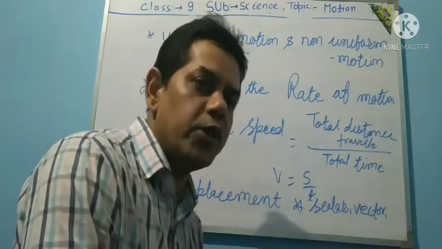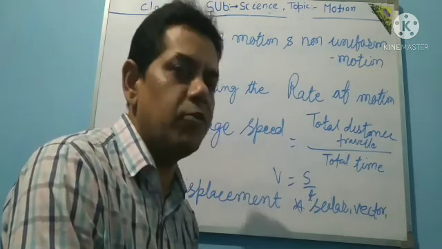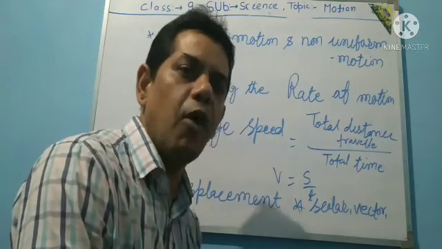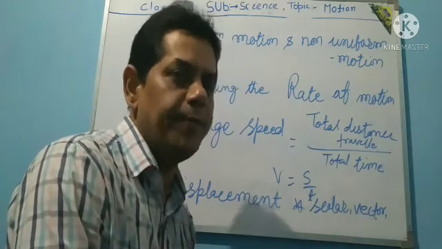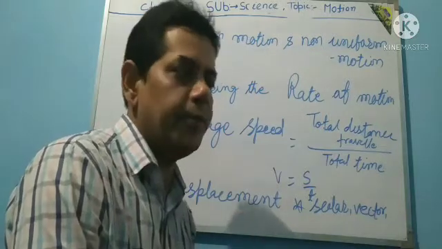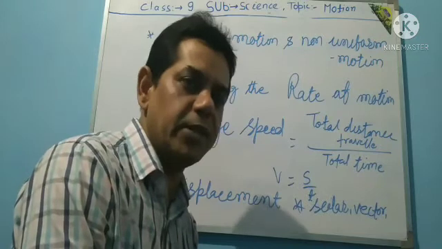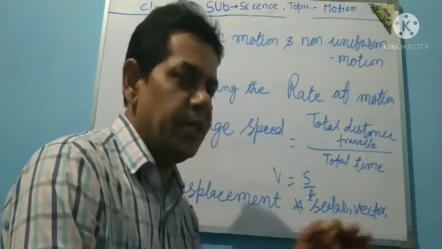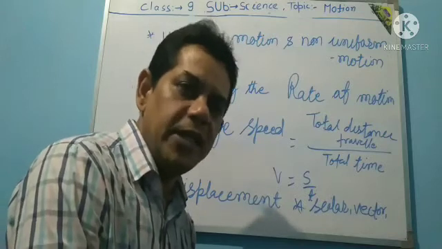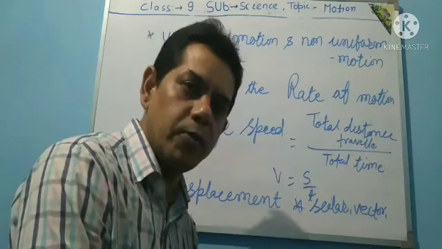And in uniform motion, with a definite time interval, 5 meters traveled in 5 seconds, the next 5 meters also in 5 seconds, so that is definite. Uniform motion means a definite distance traveled in a definite time interval; non-uniform motion means an indefinite distance traveled in indefinite time.